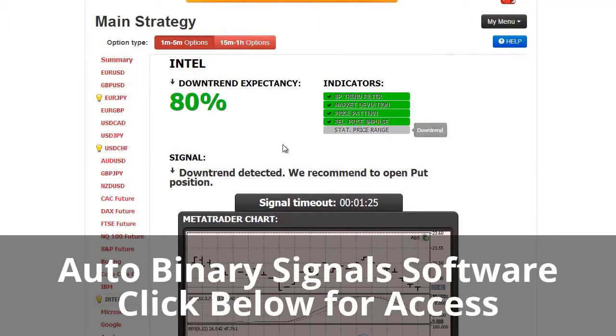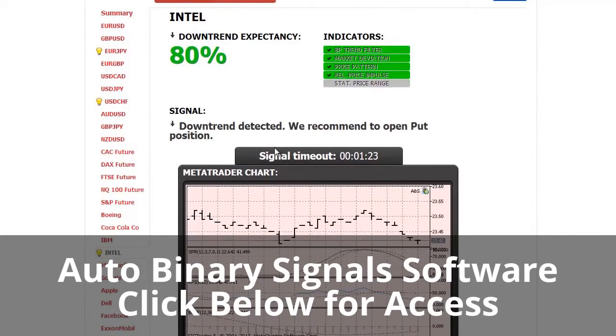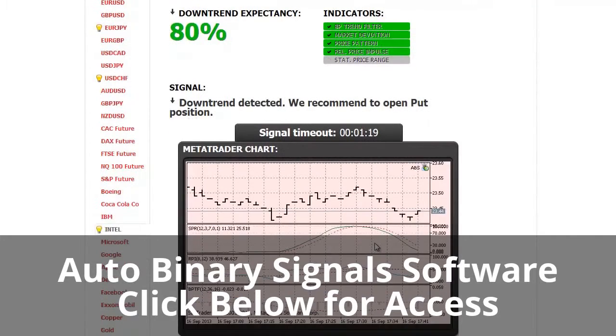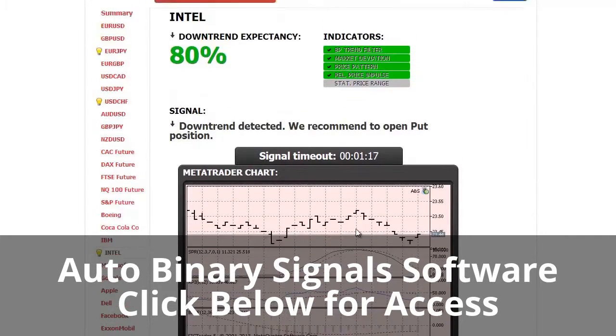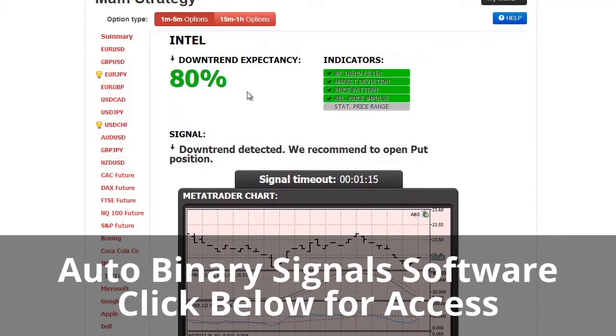Okay, there are 5 indicators working simultaneously to give you the precise information that you need to know that a certain asset has the potential to be a successful trade and to be in the money.